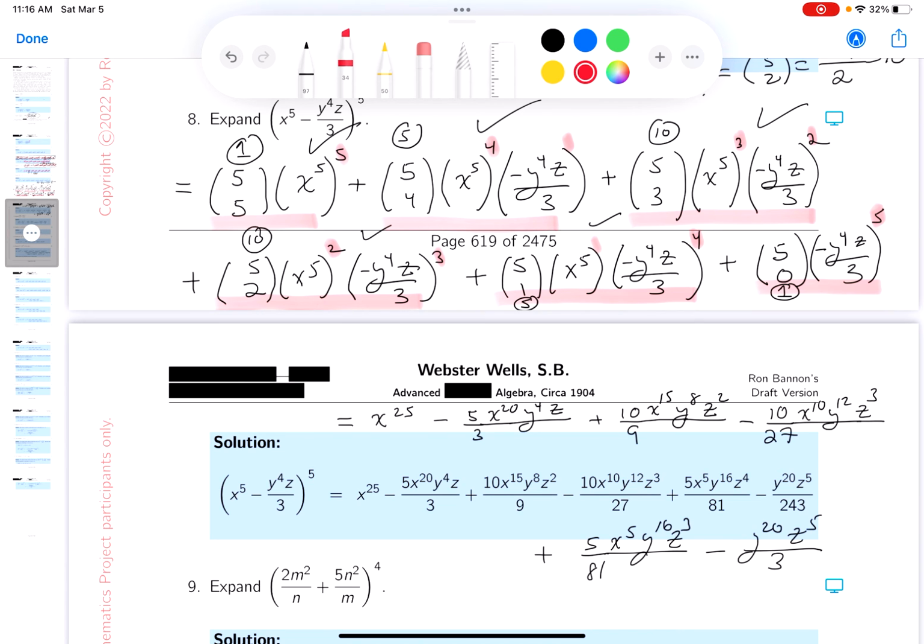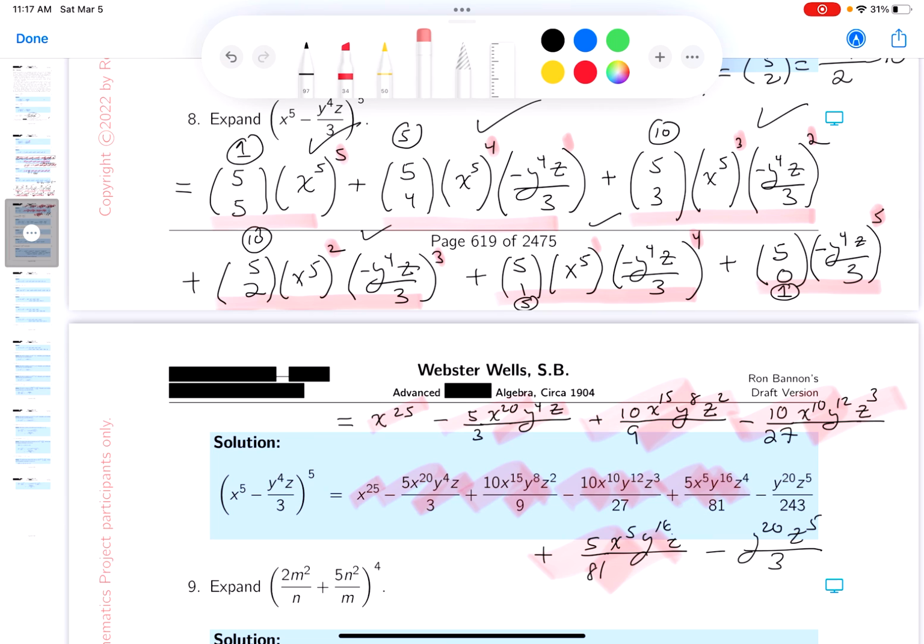Let's get a red pen out and see how we did. I see it. Do you see this? Let's see, minus 5x²⁰y⁴z over 3. Do I see this? 10x¹⁵y⁸z squared over 9. Do I see this? Let's see, minus 10x¹⁰y¹²z cubed over 27. Do you see this? Let's see, 5x⁵y¹⁶. Made a mistake. Let's see where it came from. I see it, and it's my mistake.